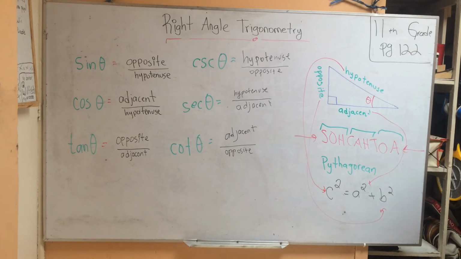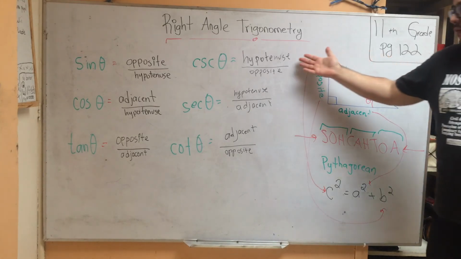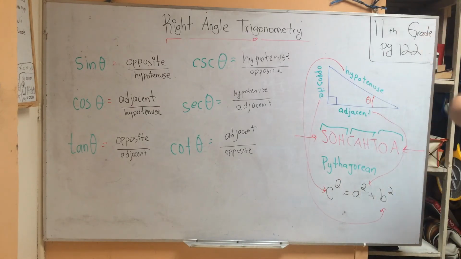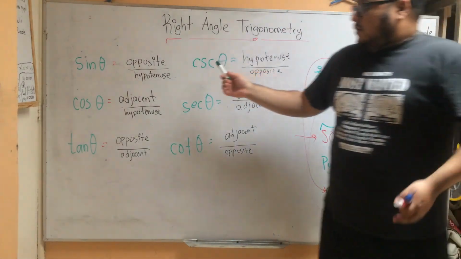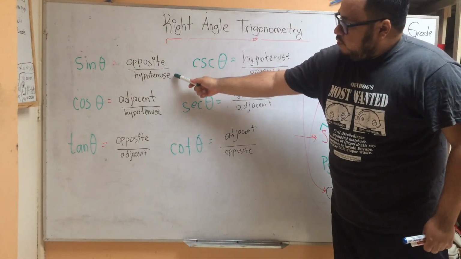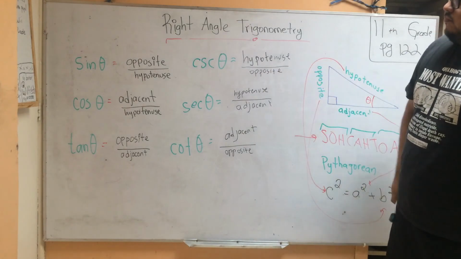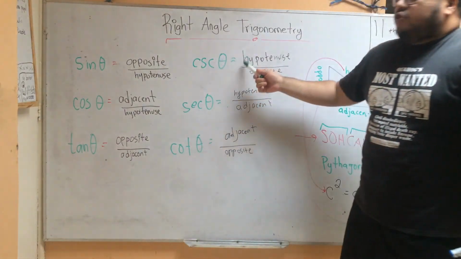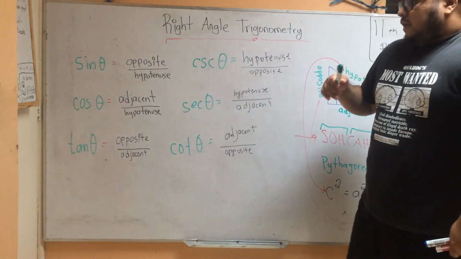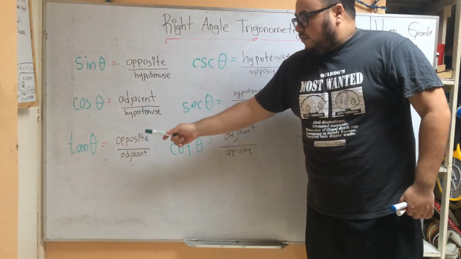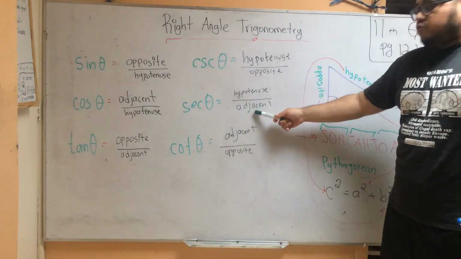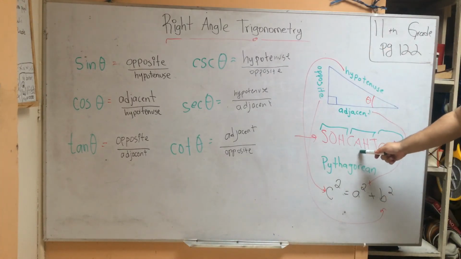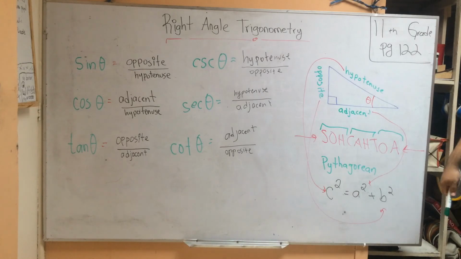Now, we don't have a word for cosecant, secant, and cotangent, but look at what happens with each one. Cosecant is the opposite of sine. Look, sine is opposite over hypotenuse, and cosecant is hypotenuse over opposite. You see? It's the reciprocal. So if you remember sine, you will remember cosecant. Look at cosine, adjacent over hypotenuse. Secant is hypotenuse over adjacent, the opposite of cosine. So if you remember cosine, you'll remember secant.